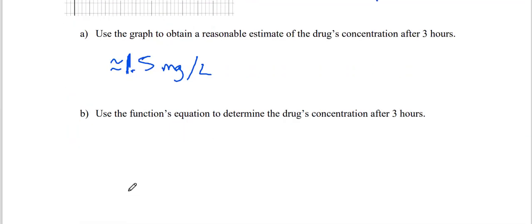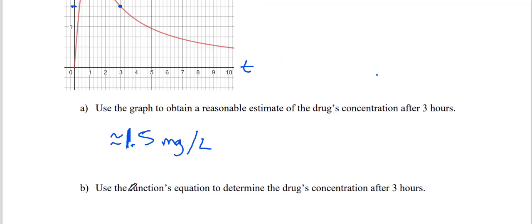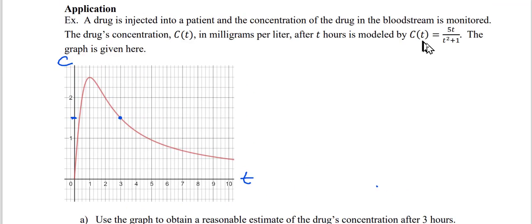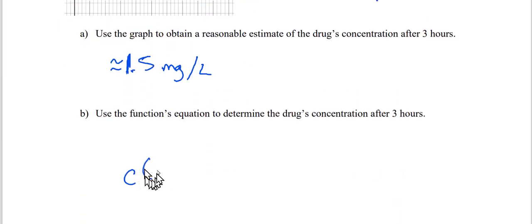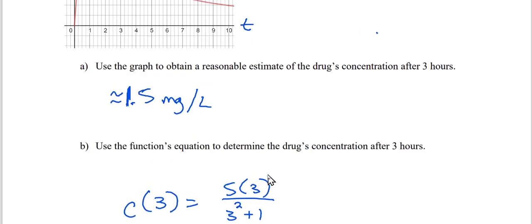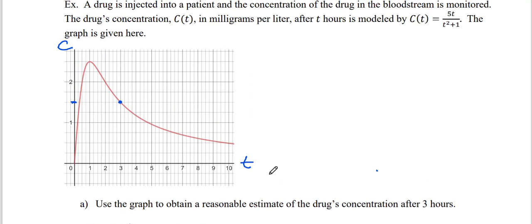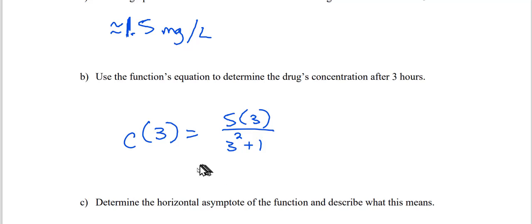Use the function's equation to determine the drug's concentration after 3 hours. Well, that means we just plug in 3 for t, right? C of 3 equals 5 times 3 over 3 squared plus 1. That gives me 15 over 10, which is indeed 1.5 milligrams per liter, or 3/2 if you prefer fractions.